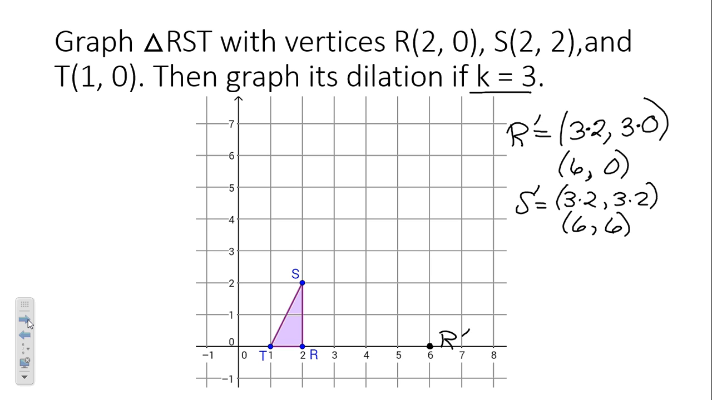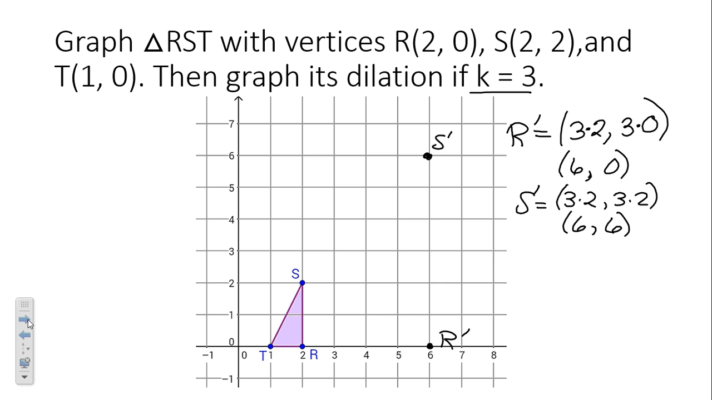So 6, 6 is our new S. So we go 6 over, 6 up. That's our S prime. Okay? Now we need to do our T.